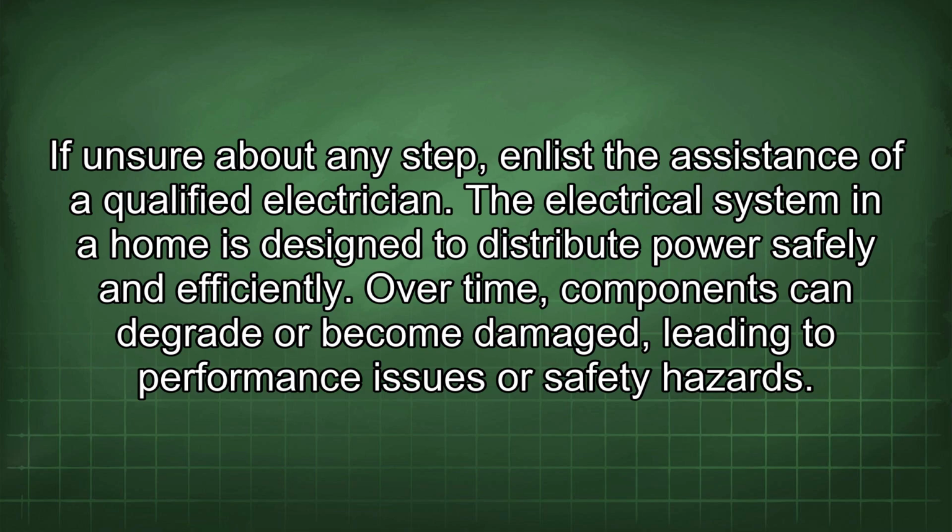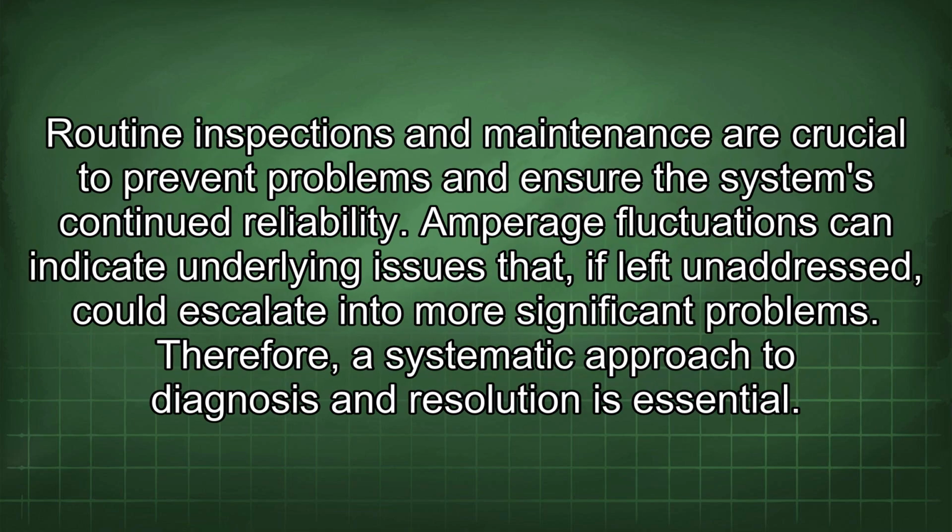The electrical system in a home is designed to distribute power safely and efficiently. Over time, components can degrade or become damaged, leading to performance issues or safety hazards. Routine inspections and maintenance are crucial to prevent problems and ensure the system's continued reliability. Amperage fluctuations can indicate underlying issues that, if left unaddressed, could escalate into more significant problems. Therefore, a systematic approach to diagnosis and resolution is essential.